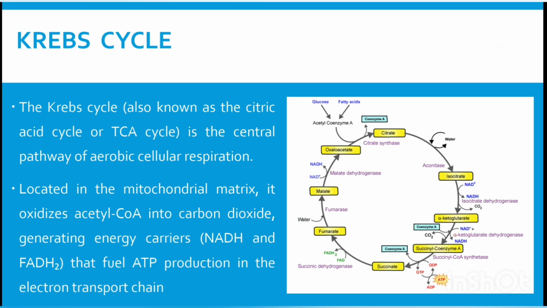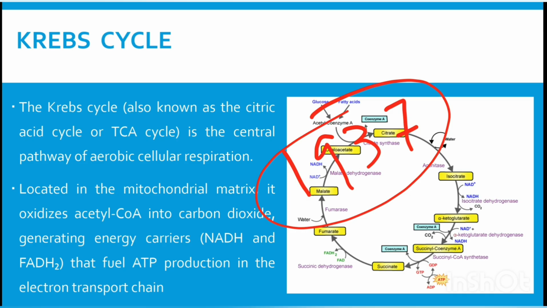Krebs cycle is the second step of aerobic respiration, which was first discovered in 1937 by Sir Hans Adolf Krebs, who was awarded the Nobel Prize in Physiology and Medicine in 1953.